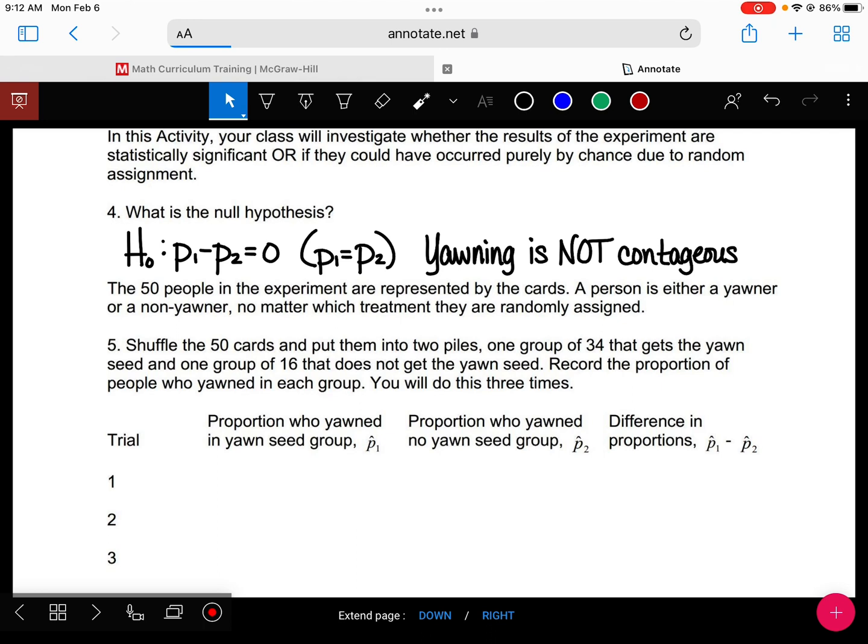You're going to write down those 2 proportions, and then you're going to do the difference between those, P1 minus P2. All right. You're going to repeat this 3 times, and then we're going to put the difference in proportions on a dot plot. Got it? All right. Once you have your groups, please come up and grab a set of 50 cards.